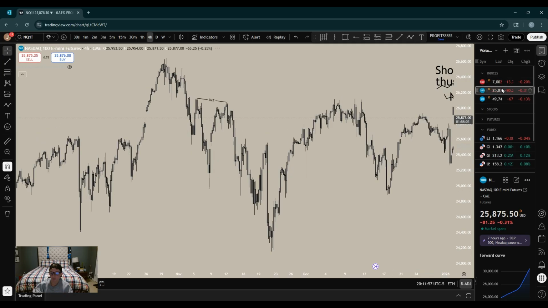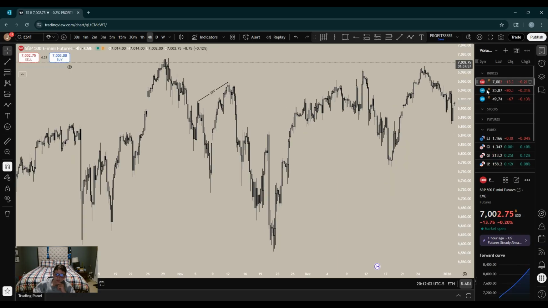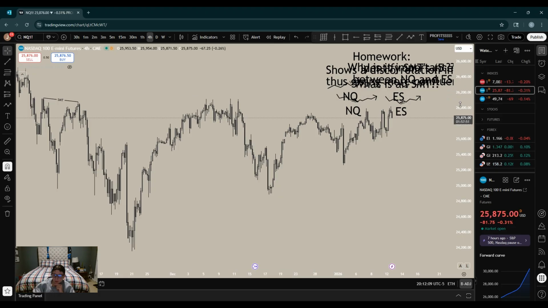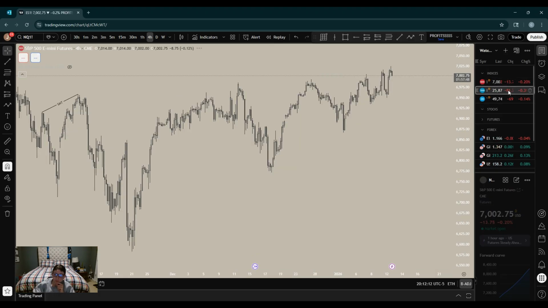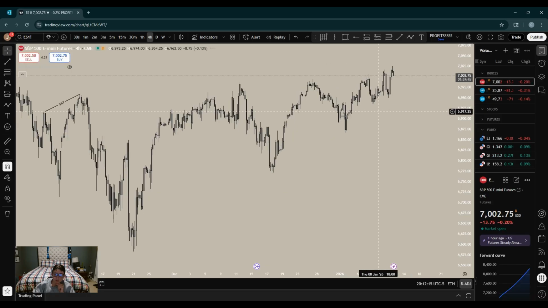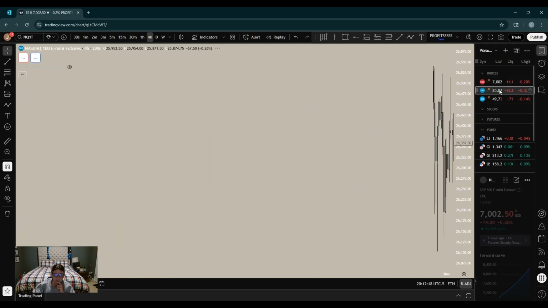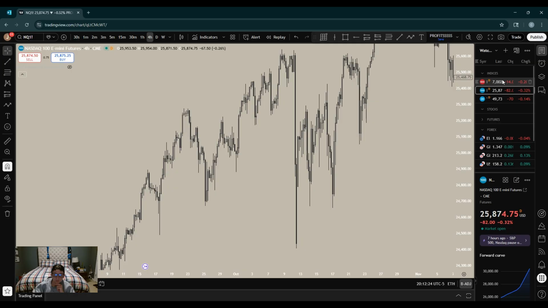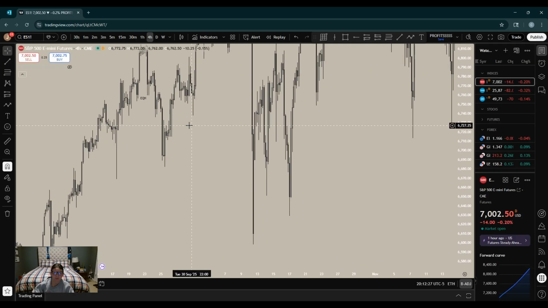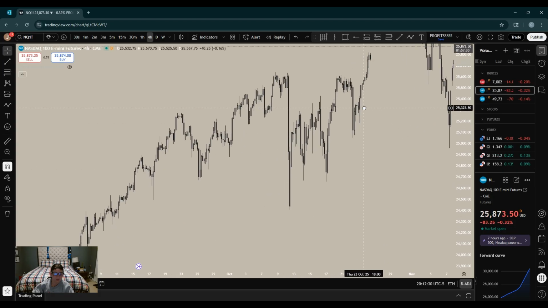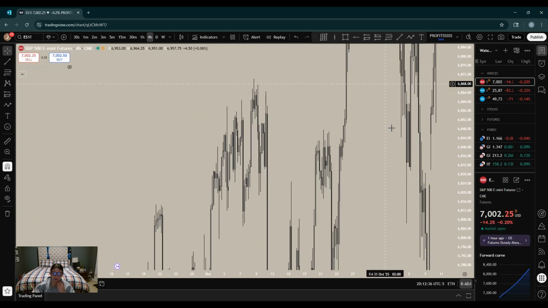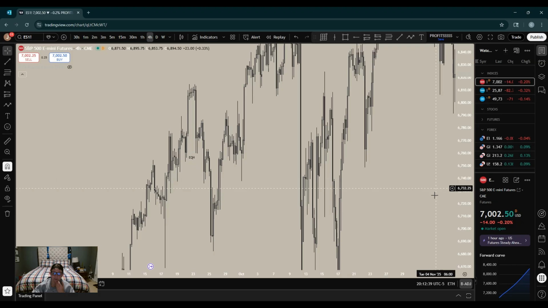So let me see if I can find any other good looking SMTs between these pairs. Come on, there's got to be one more. Hopefully. I mean, there's another bearish one, but I'm kind of looking for a bullish one so I can give you guys a good example. Maybe one. No. Yeah. Okay. No. I don't want to spend all this time just looking for another example because I feel like you guys should get the hang of it at this point.